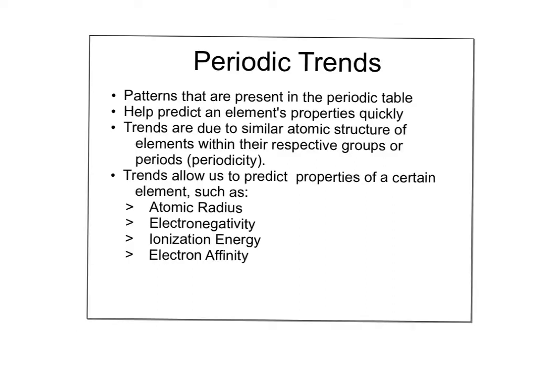So it's probably important to know what a periodic trend is. I'm using the word trend to replace pattern. It's basically a pattern, and we know that patterns exist based off the periodic table. So a lot of times I don't really need to look up minor details like the numbers or the statistics for an element, but I can use these trends to predict an element's properties quickly.